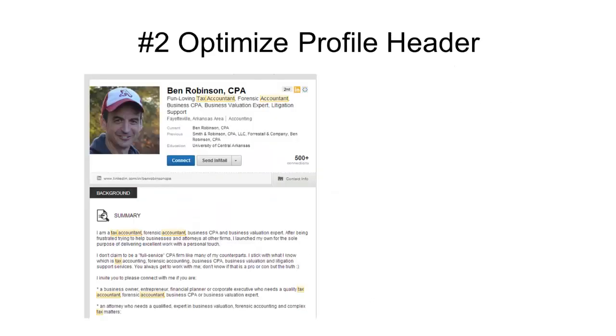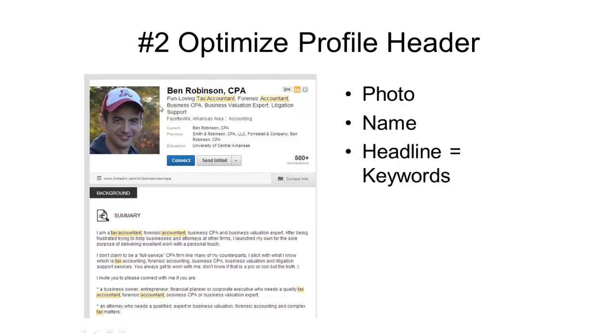Now we're going to optimize your profile header. The first part is a photo. Please use a professional photo. In this example, the person actually has a photo that matches their business entity, which is Fun Loving Tax Accountant. But it's not a place for a picture of you at the beach or you and the dogs. Next is your name. Use your name exactly as people would know it, that they would search for you on. And then next is the headline.